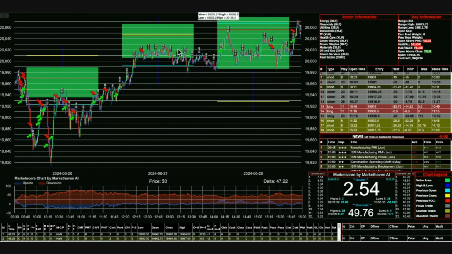Then it shoots up and it gets up to the POC of the previous day. Then it comes down, and you can see that it bounced off of the value area low right here. Then it bounces up and then comes down and bounces off the value area low again. The whole reason why I have this on here is to give you visibility into why the market is moving the way it's moving.